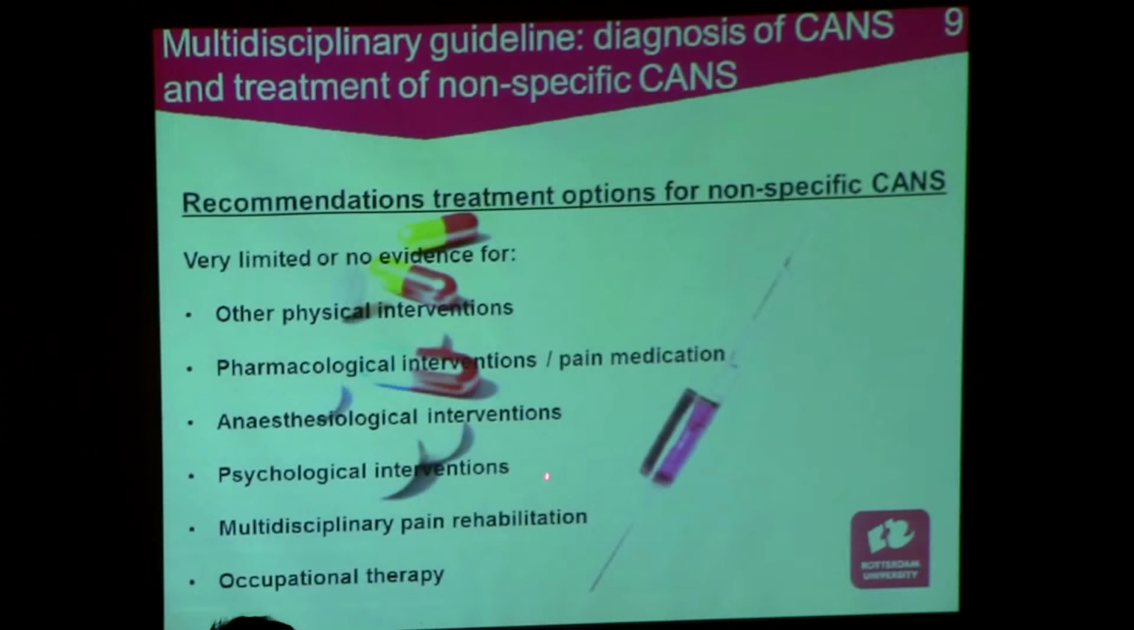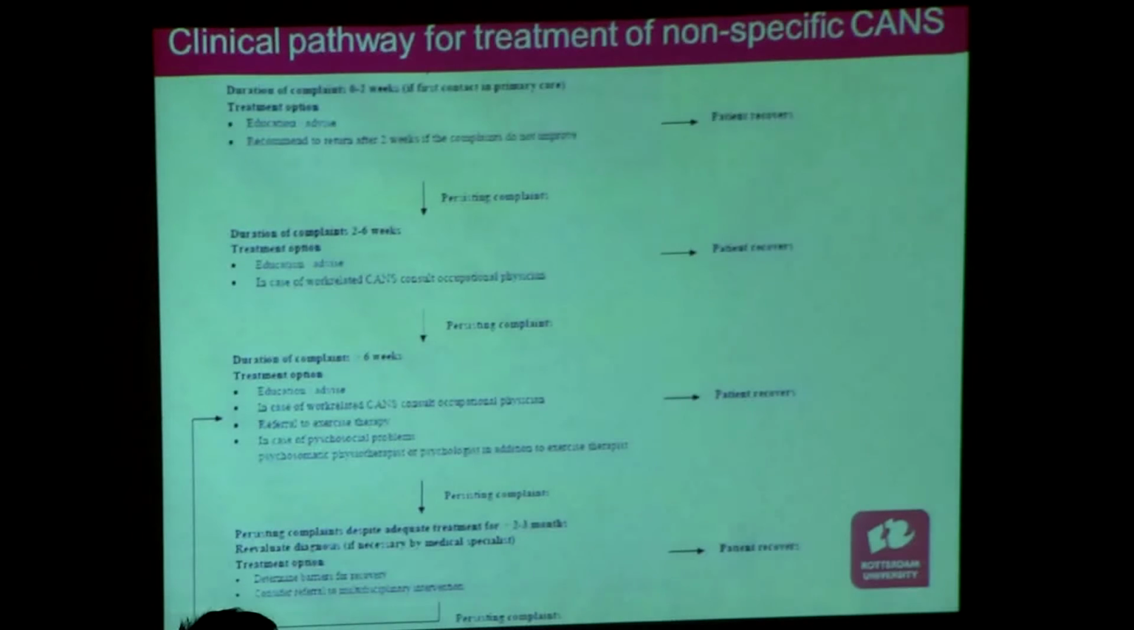But I should indicate that for psychological interventions and multidisciplinary pain rehabilitation, from the other considerations of the development team, although there was not enough evidence in the literature, they were included in the final clinical pathway that we formulated for these disorders. But that is based on consensus of this multidisciplinary group, and it's not based on evidence. And in the guideline for the Dutch professionals, we clearly state that it's a consensus recommendation and not an evidence-based recommendation, because there's a clear difference in that.